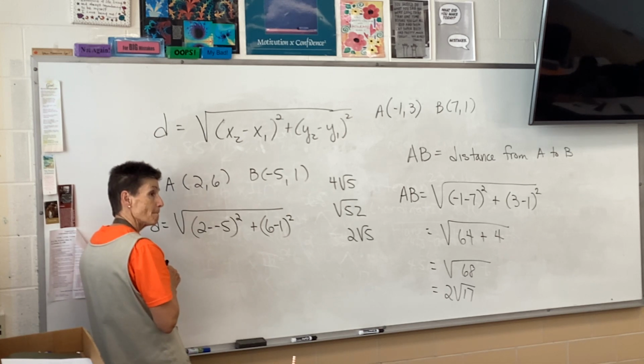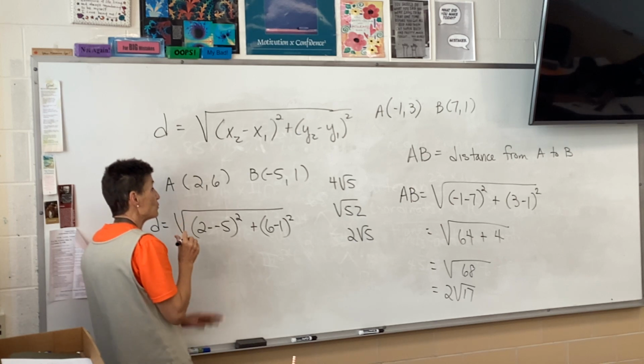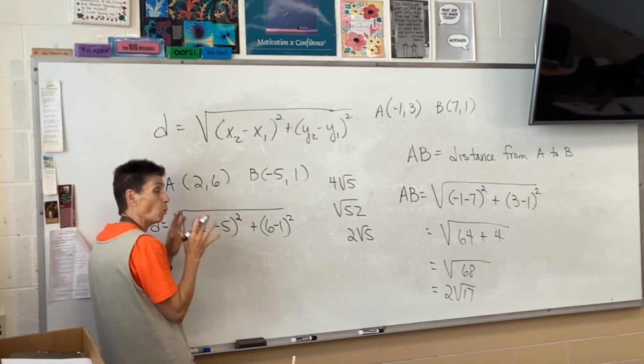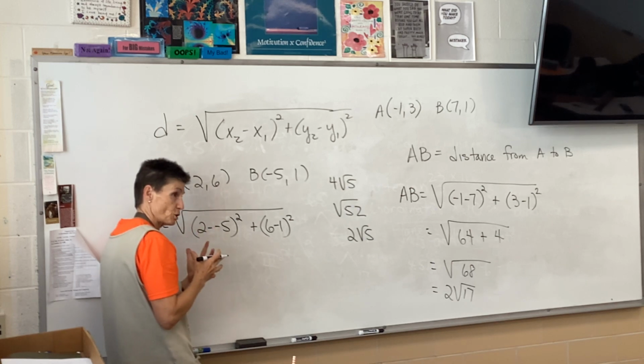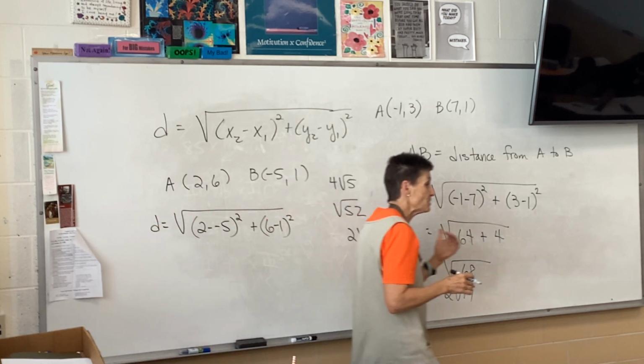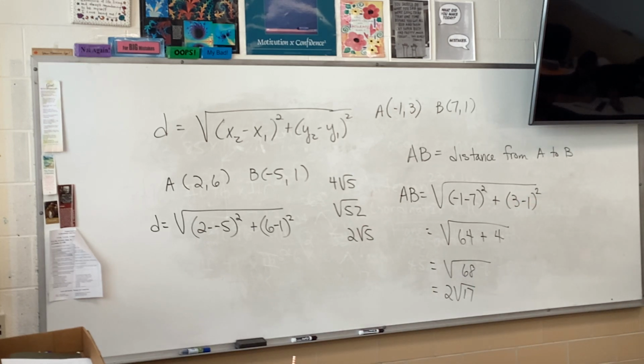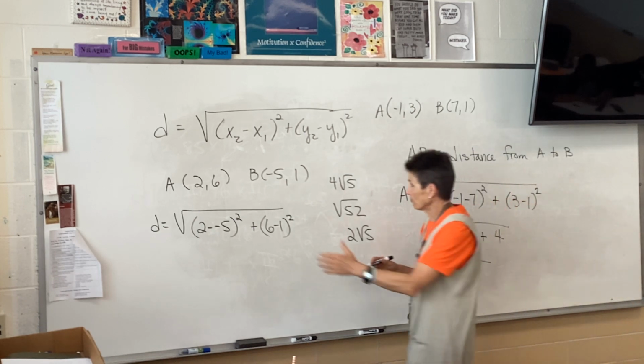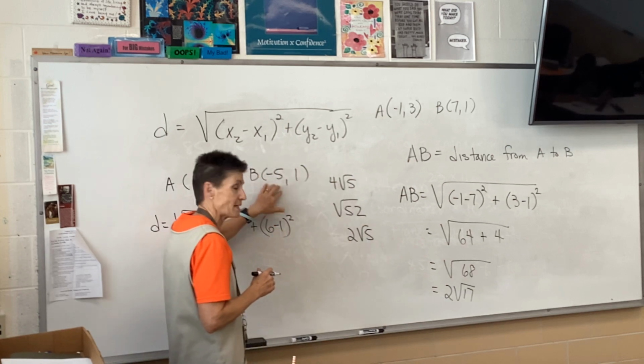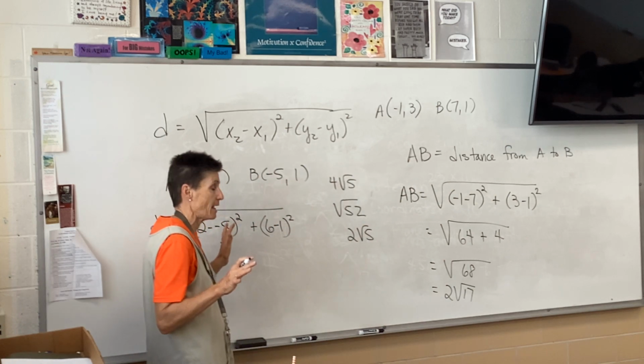Is there a reason you start with the B? No, you can, it doesn't matter which order you subtract because you're going to square. Think about this for a second. If I do 3 minus 1, I get 2. If I do 1 minus 3, I get negative 2. When I square them, it doesn't matter. So I just do first minus second, but you can do second minus first. It makes no difference at all.